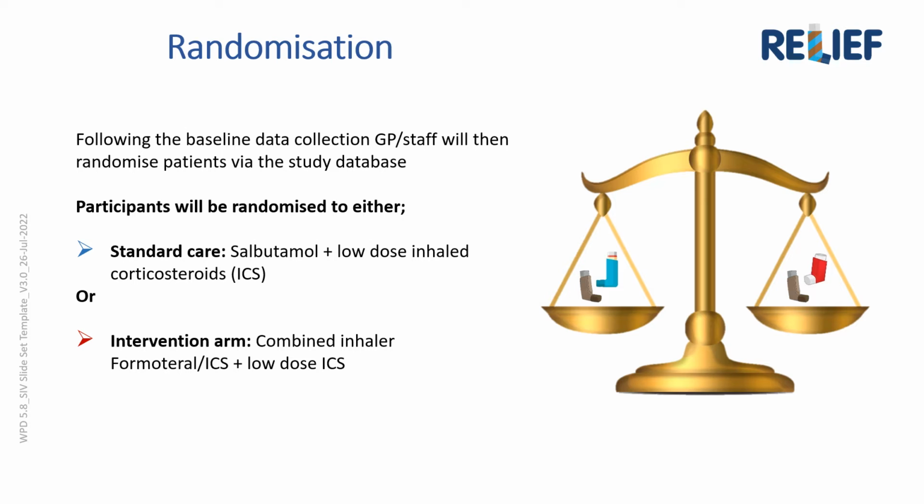Randomization. Following the baseline data collection, GP or staff will then randomize patients via the study database. Participants will be randomized to either the standard care arm, which is salbutamol plus low-dose inhaled corticosteroids, or the intervention arm, the combined inhaler formoterol plus inhaled corticosteroids and low-dose inhaled corticosteroids.